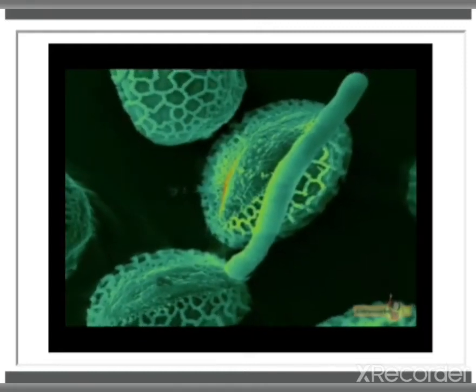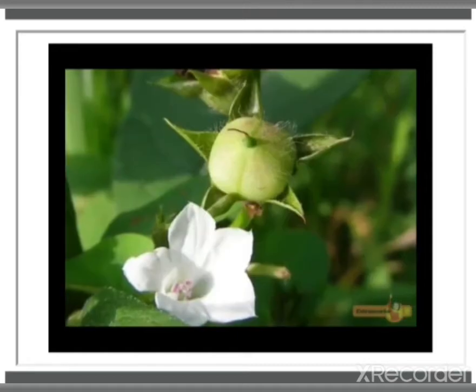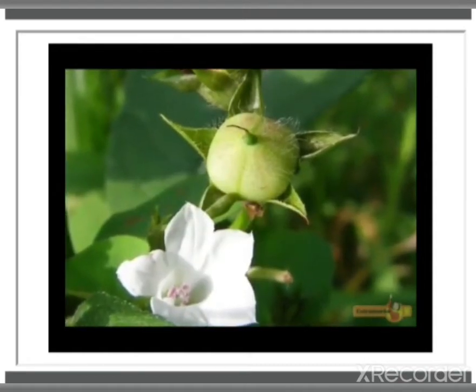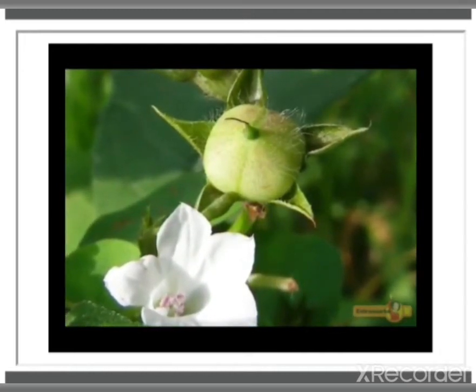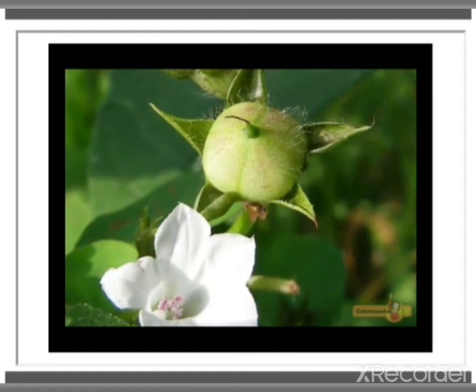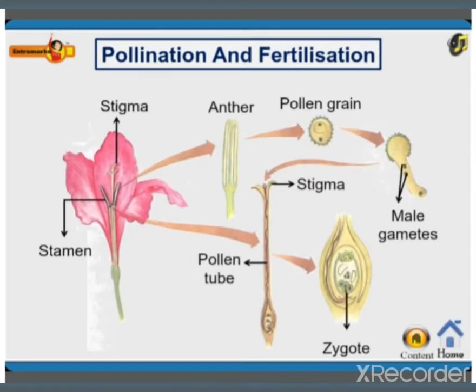Pollen grains, thus transferred, germinate and transport the gametes to the ovule for fertilization. Fertilization leads to the production of seeds and fruits, which are responsible for continuity of plant life. The processes of pollination and fertilization in plants can be depicted with the help of this diagram.